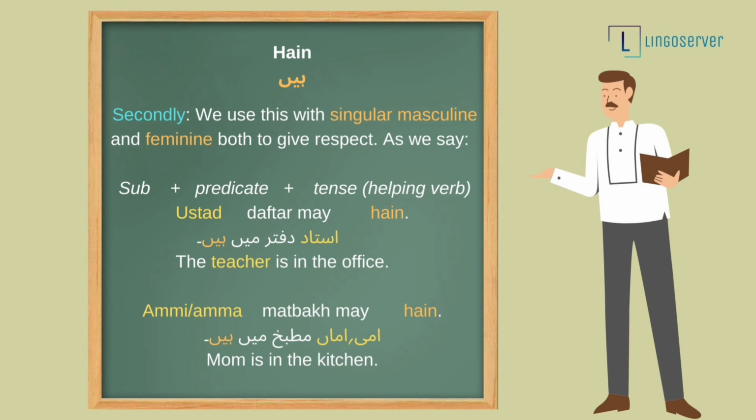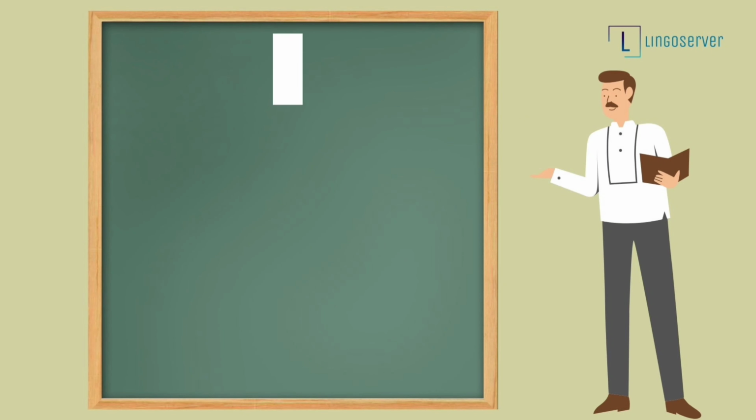अम्मी मतबख में हैं. Mom is in the kitchen. In these examples, we saw that Ustad, which is masculine, and Ammi, which is feminine, are subject. And they are singular, but they are respected. That's why we have used here हैं in spite of being singular.